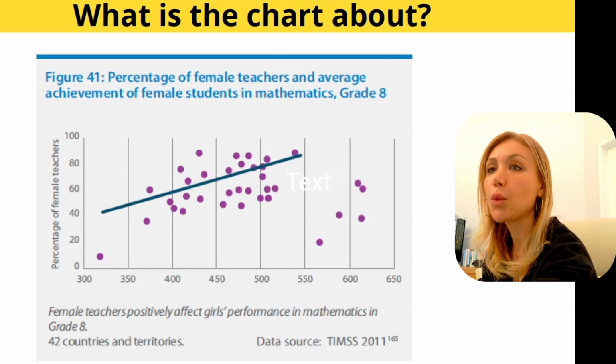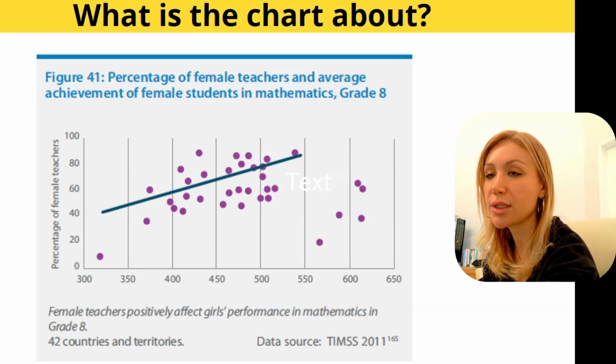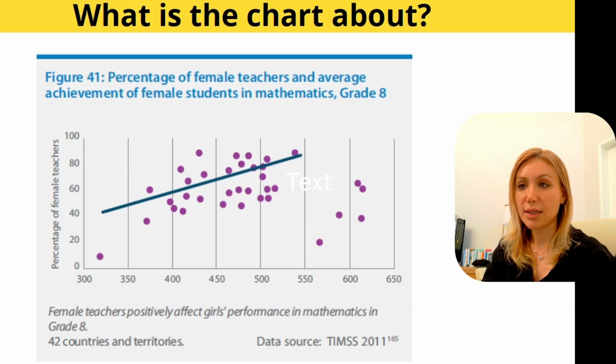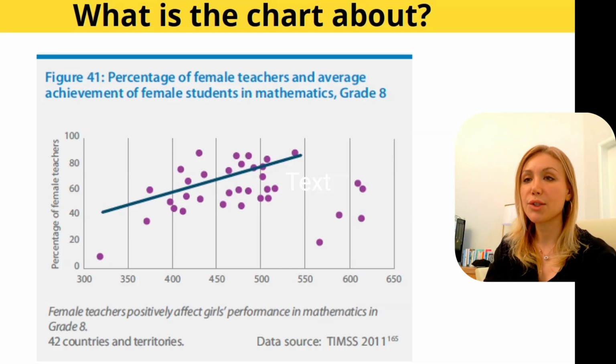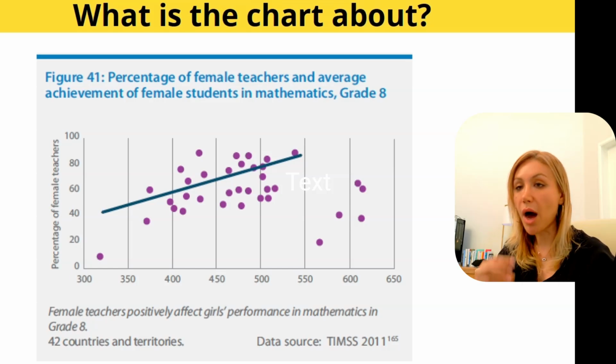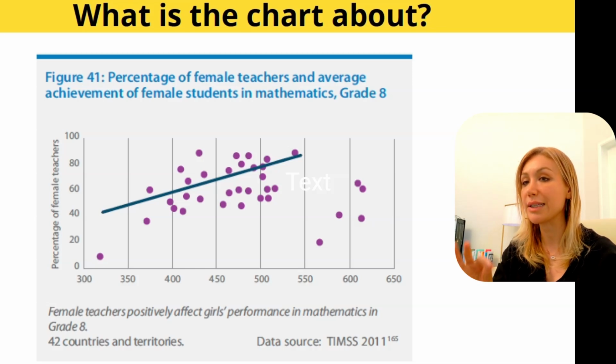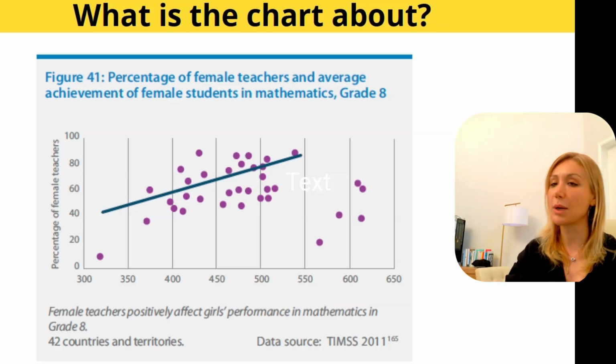So why would the designer choose this kind of plot to represent the data? First of all, to show whether two variables tend to move together. What this chart tells us is a positive association between the percentage of female teachers and the average math achievement of female students in grade 8. That's the only claim that we can make.